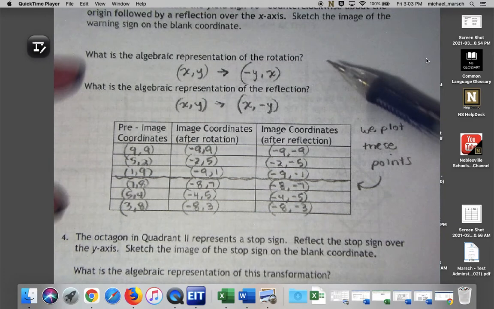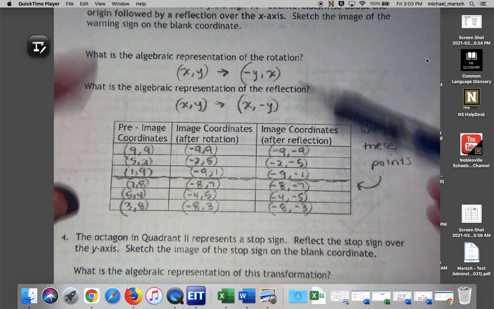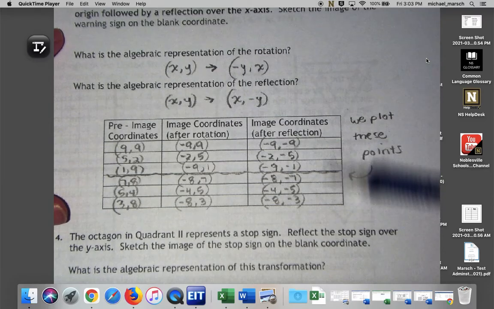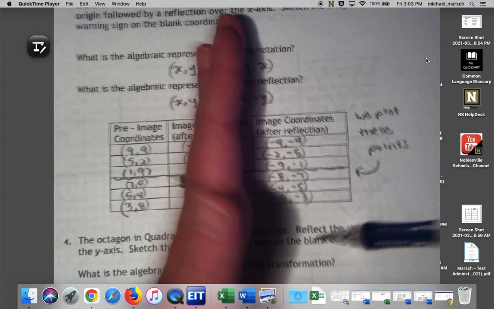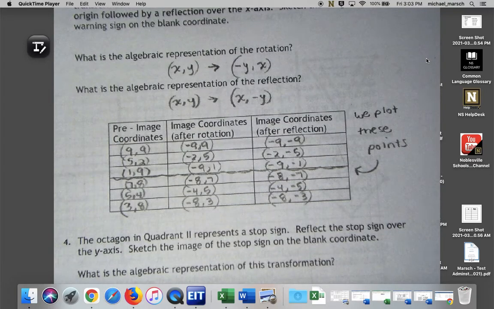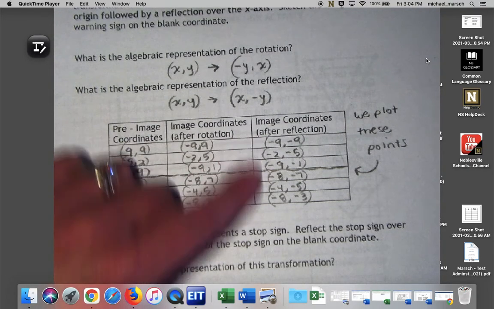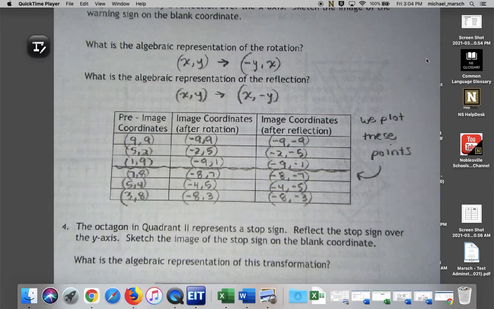So because I know these algebraic representations, I can just change the numbers, and now all I have to do is plot this third column. So on your coordinate plane now, go ahead and plot those. So we just plot the third column? Mhm. And what quadrant is it in? It should be in the third quadrant.